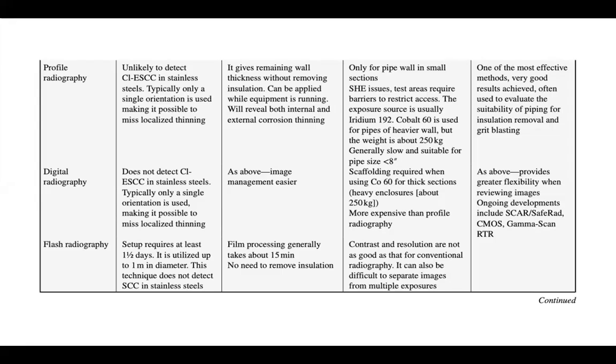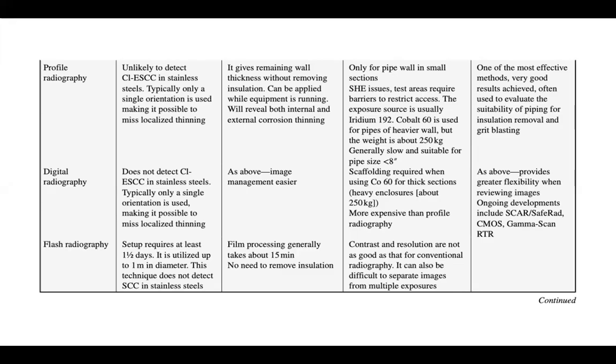As HSE issues, these areas require barriers to restrict access. The exposure source is usually iridium 192. Cobalt 60 is used for pipes of heavier wall, but the weight is about 250 kilograms. Generally slow and suitable for pipe size less than 8 inch.